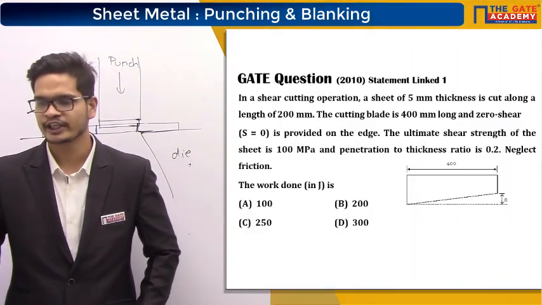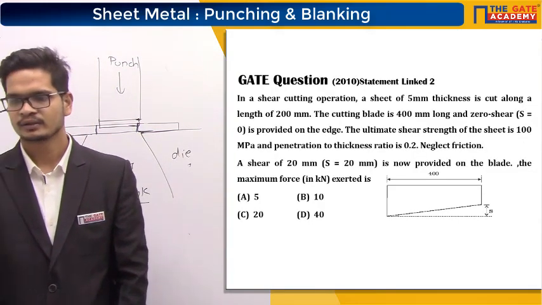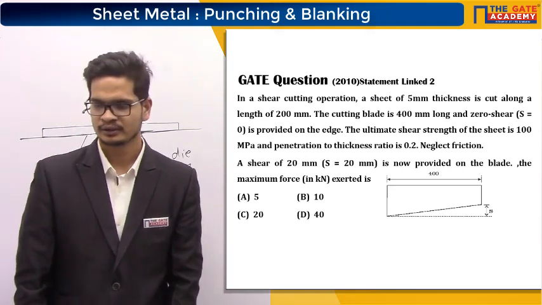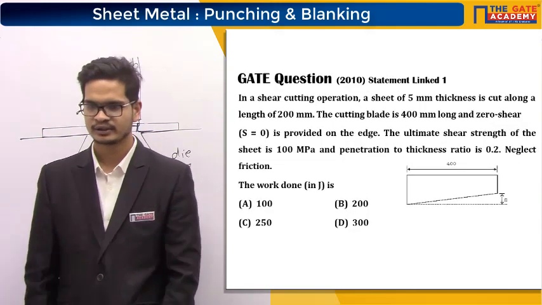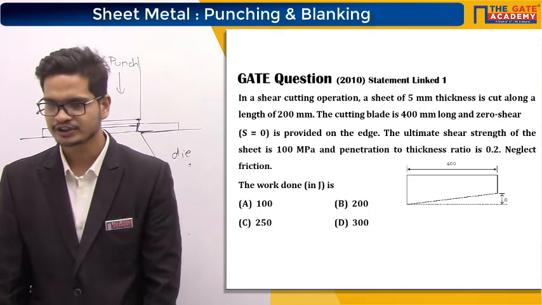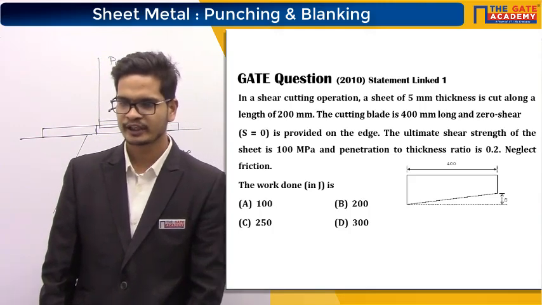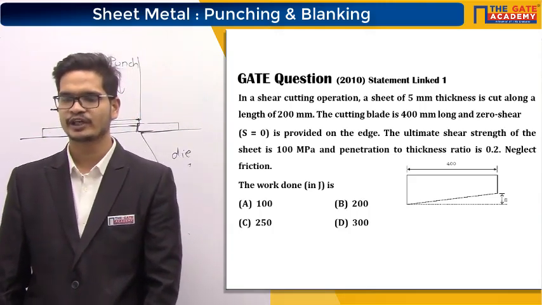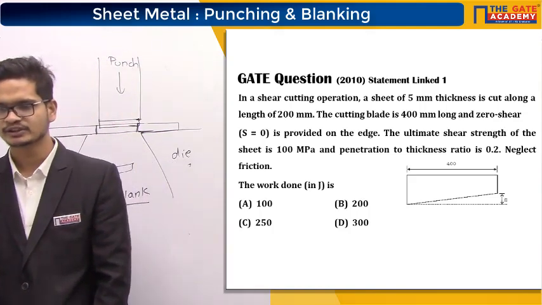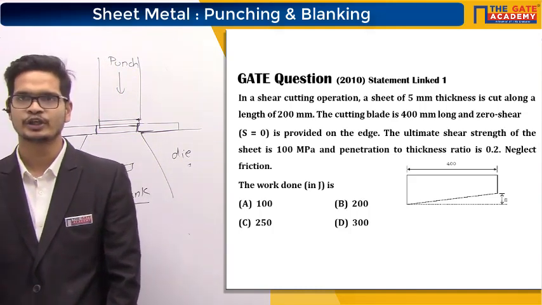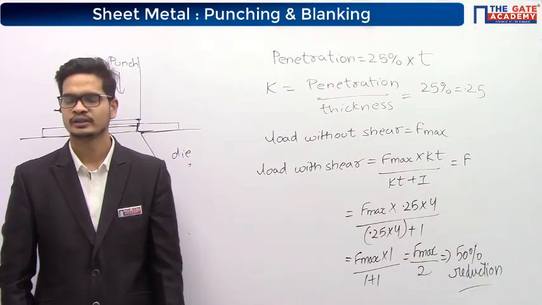Now there is a question visible on the secondary screen. Please try this question. There are two parts to this question. Both the parts were for 2 marks each. So total 4 marks question is this. In a shear cutting operation, a sheet of 5 mm thickness is cut along a length of 200 mm. The cutting blade is 400 mm long and zero shear is provided on the edge. The ultimate shear strength of the sheet is 100 megapascal. Penetration to thickness ratio is 0.2. Neglect friction. The work done is? What is the work done? A is the right answer.